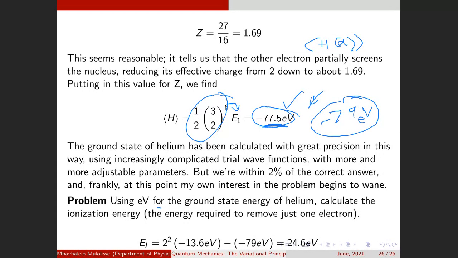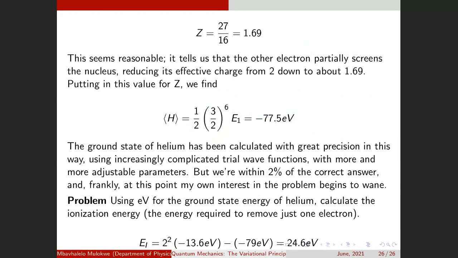Then I just said using the ground state for helium, try to calculate the ionization energy. So the ionization energy is the energy we need to add to remove one electron from helium. So let's say you start with a nucleus, meaning that you're taking one of them to infinity.